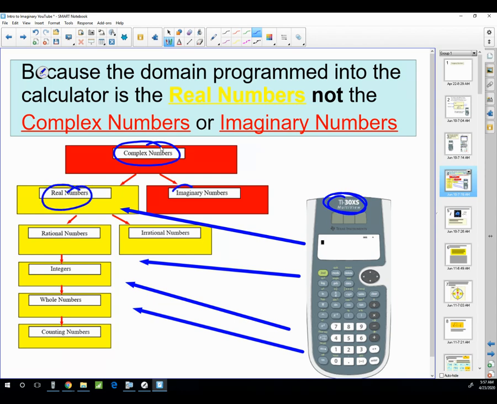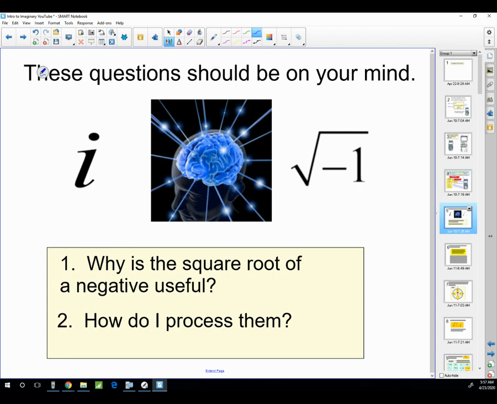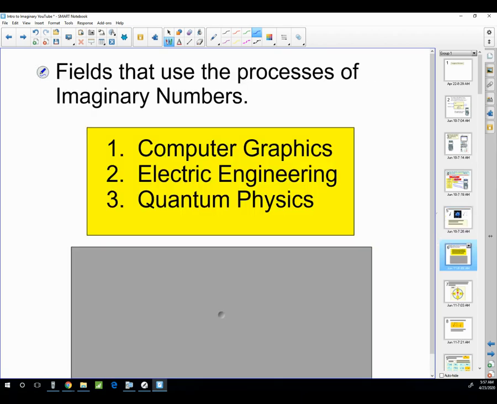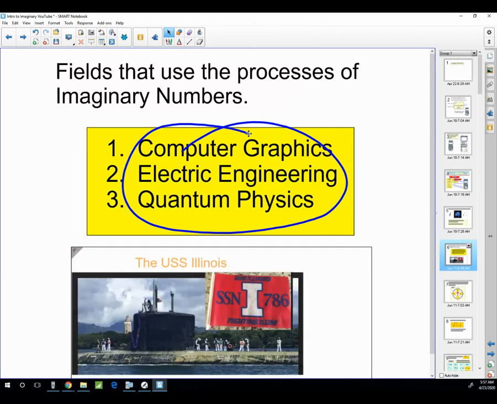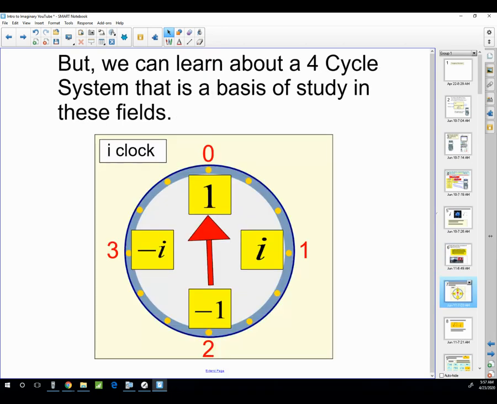Now, what we're studying is the subset of the complex numbers called the imaginary numbers. Remember that simple subset? You might be thinking, well, why is this stuff useful? How do I process it? Well, that's what we're going to learn, how to process it. And the processes are used in some fields of endeavor. It might be that you want to become a nuclear operator on the USS Illinois one day, and you might have to go to nuke school, and these processes might be taught there. Not quite sure how.